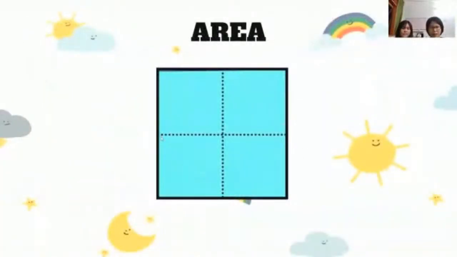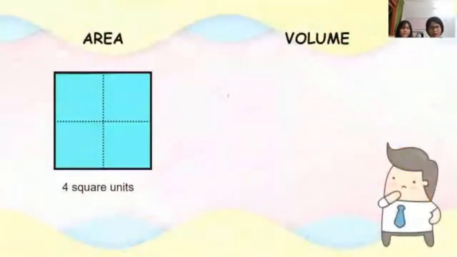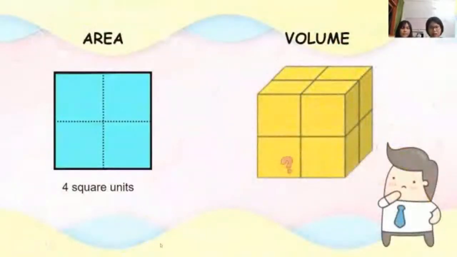Next, after learning how to calculate volume by using the formula, now students will learn how to calculate the volume of a cube by using cubic unit cubes. So given the area of this square is 4 square units, students will figure out what is the volume of this cube.